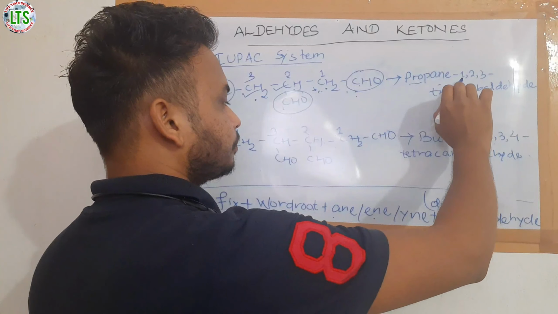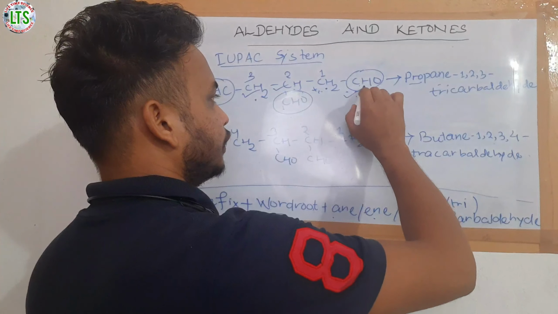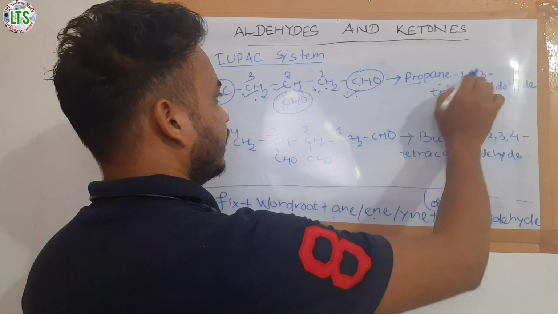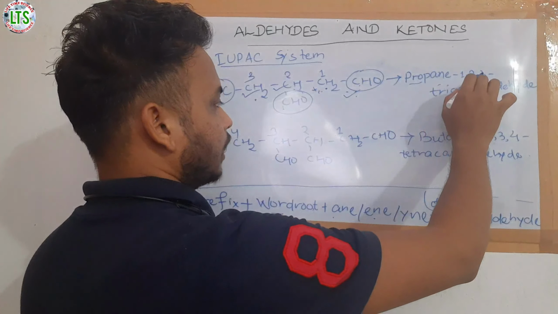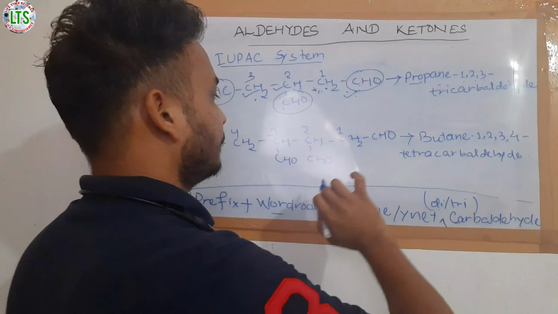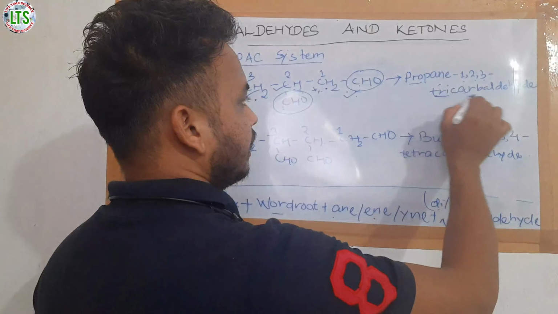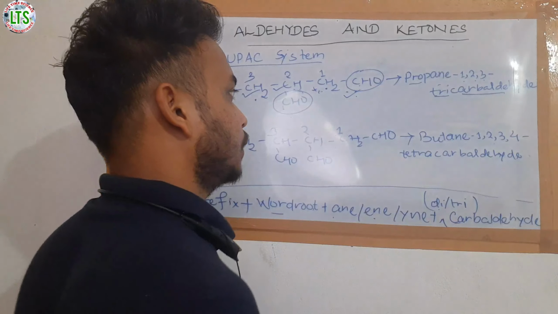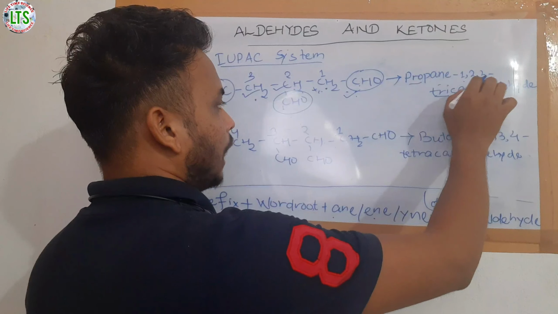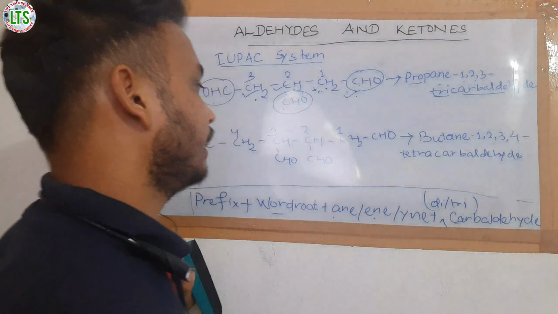then the position of CHO group are 1, 2, 3. So we can write 1, 2, 3 hyphen. As there are 3 CHO groups, so we can write tri and lastly carbaldehyde. So the name is propane 1, 2, 3 tricarbaldehyde.